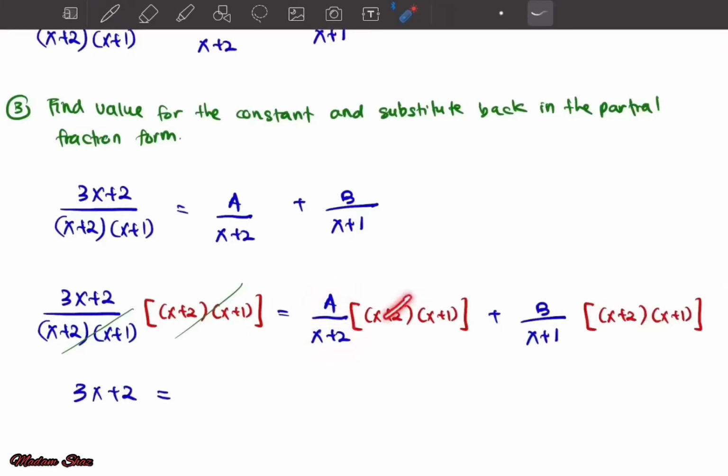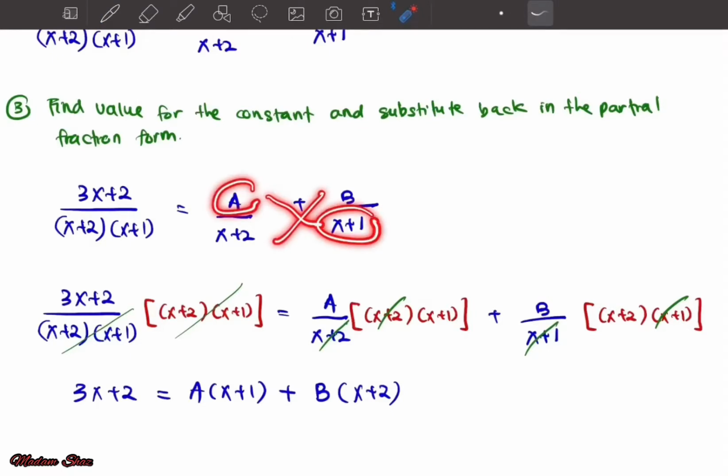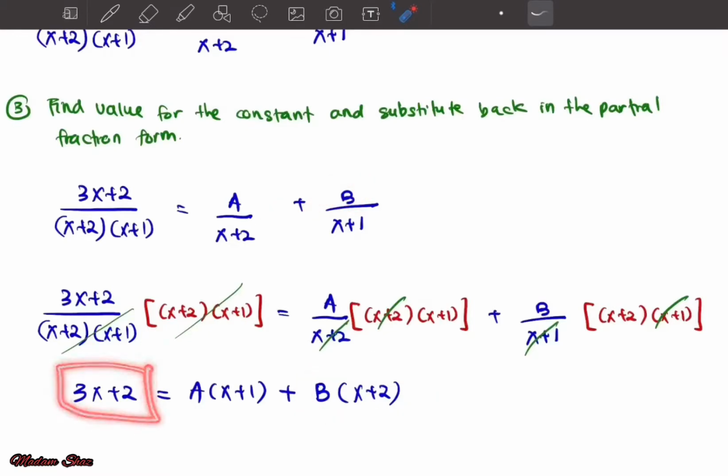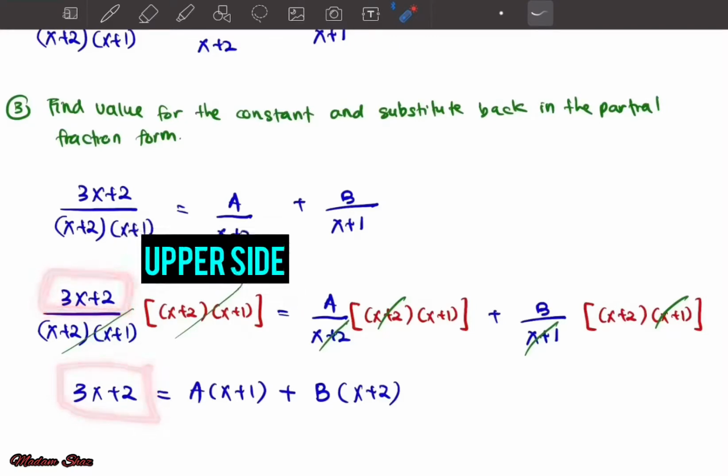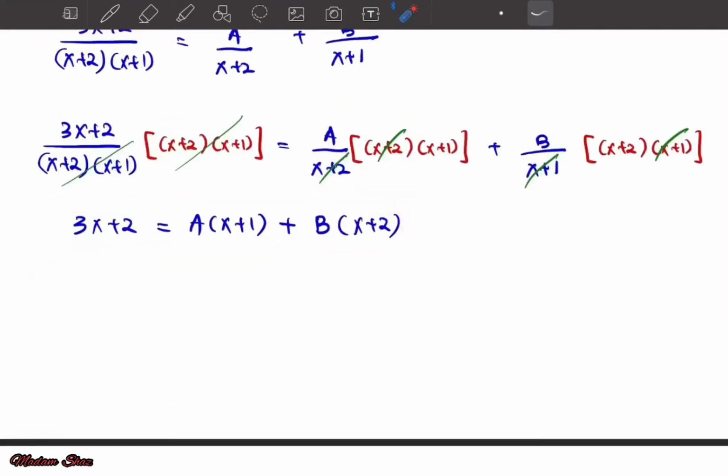So the left hand side will become 3x plus 2 is equal to A over x plus 2. So we can cancel out x plus 2. So A will be multiplied with x plus 1, plus B. So we can cancel out x plus 1. So B will be multiplied with x plus 2. Okay, so with the same concept, if we cross multiply, A multiplied with x plus 1 becomes A multiplied by x plus 1, B multiplied with x plus 2. For the left hand side, we always copy down whatever we have in the equation.